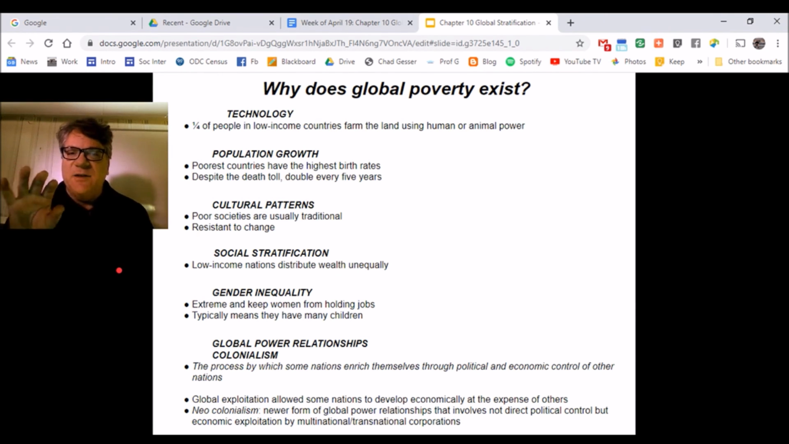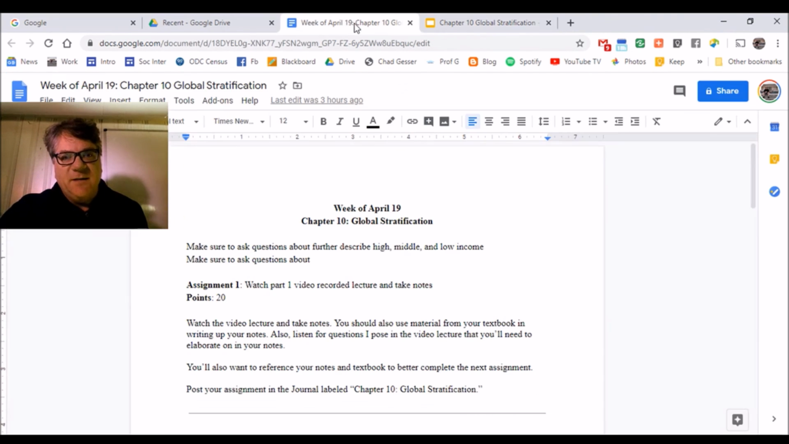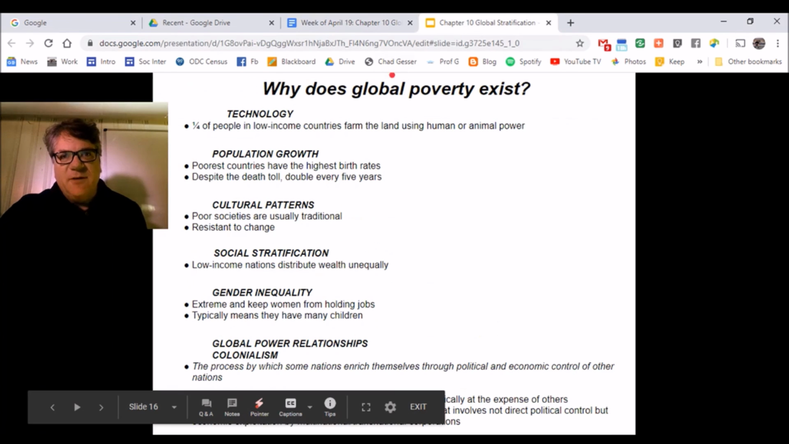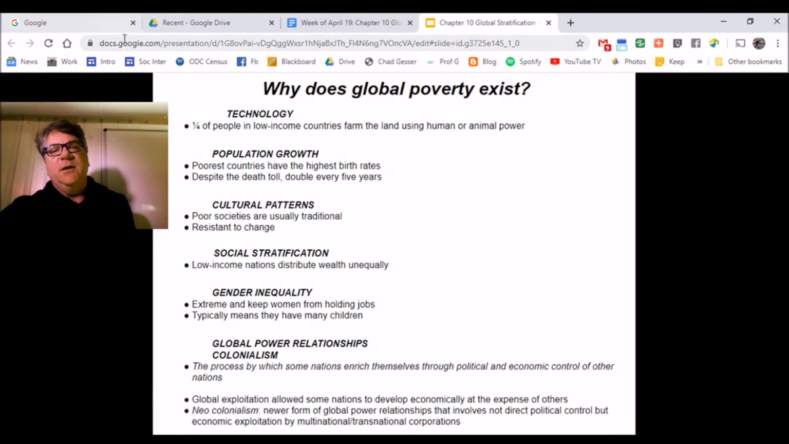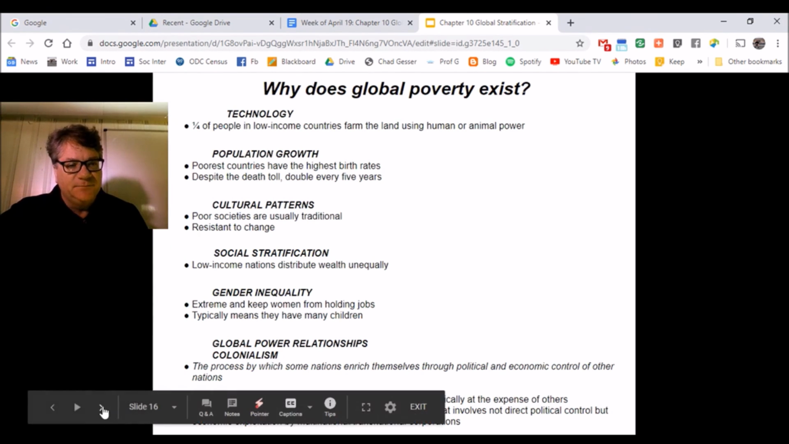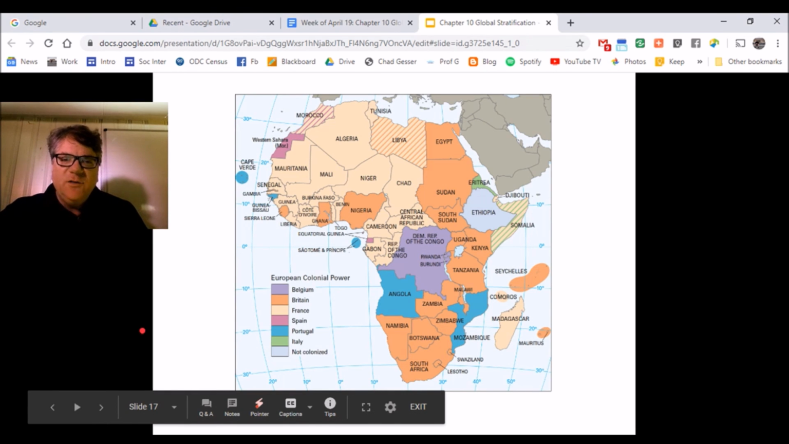And you're going to have an assignment on, let me check something real quick. I made some notes for myself. You're going to have an assignment on the different theories of global poverty. You're going to have an assignment after this lecture. So here's colonialism, an example of this.